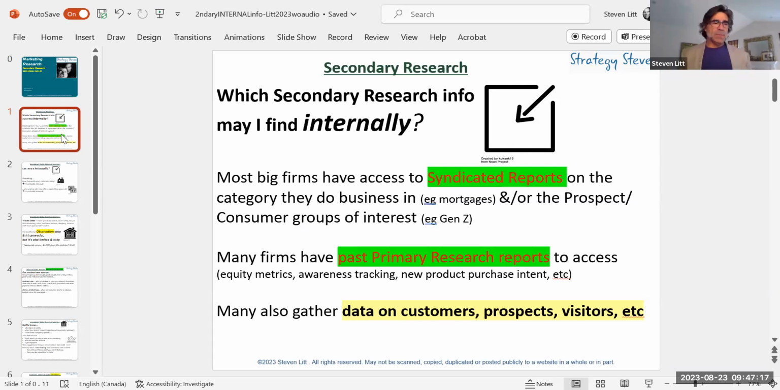Bonus. You might look in the brand's files and find they've already done work on some group of customers that's of interest to you, like seniors or Gen Z, etc. Finally, if you're a current company, you may very well have data on customers, prospects, website visitors, store visitors, etc. And that's what the key focus of this video will be.